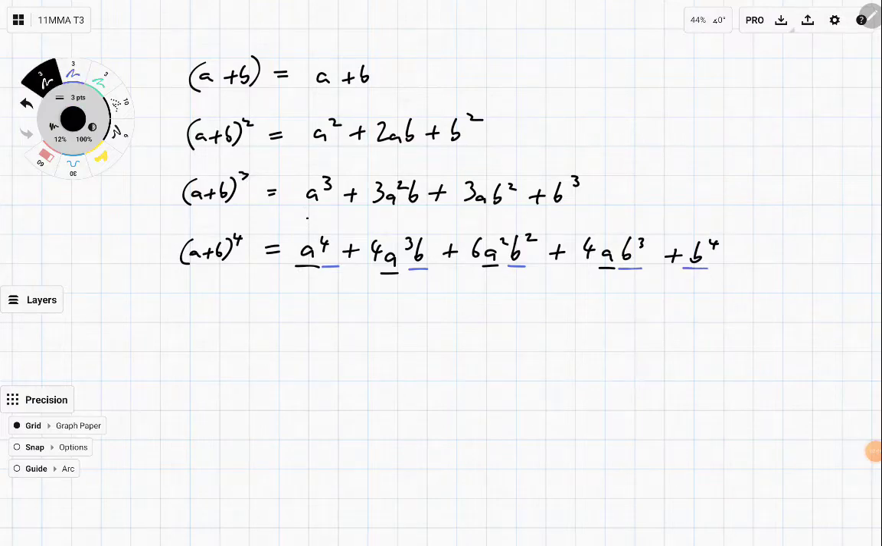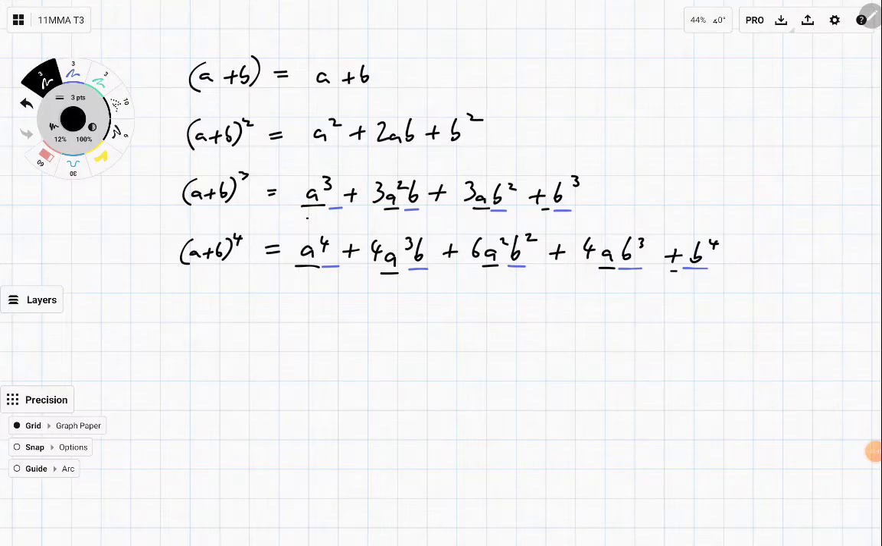a to the 3, a to the 2, a to the 1, a to the 0, b to the 0, b to the 1, b to the 2, b to the 3. So as the a's are counting down in terms of the powers, b's are counting up. And notice that the powers always add up to the power we're taking it to. So in this case, 4 plus 0 is 4, 3 plus 1 is 4, 2 plus 2 is 4, 1 plus 3 is 4, and 4 plus 0 is 4. So no matter what, you always end up with these terms like so.